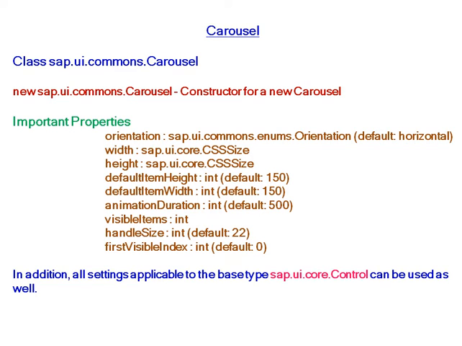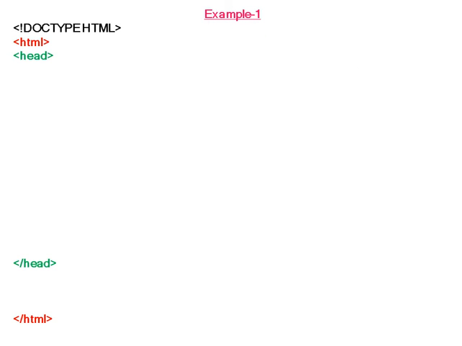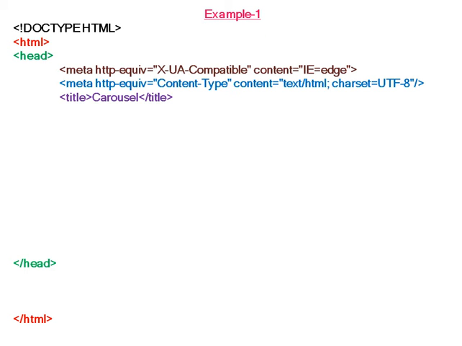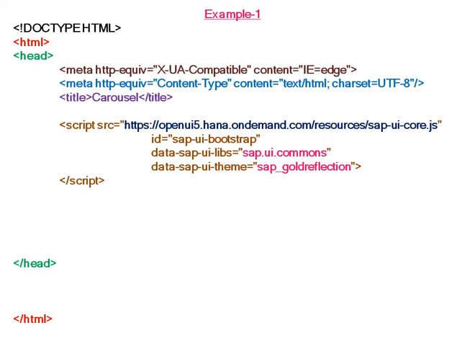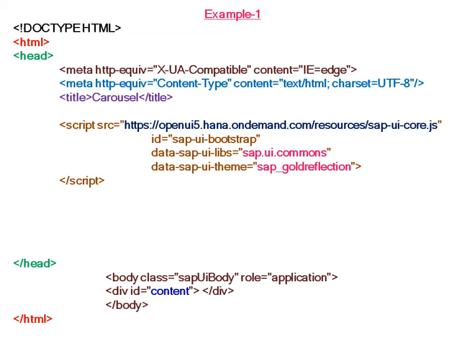In addition, all settings applicable to the base type sap.ui.core.Control can be used as well. In this example, we'll create a carousel. The theme is gold reflection, and in the body section we take a div element with ID content.